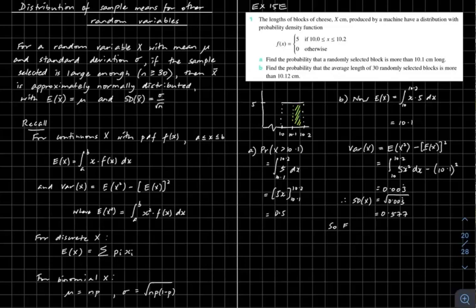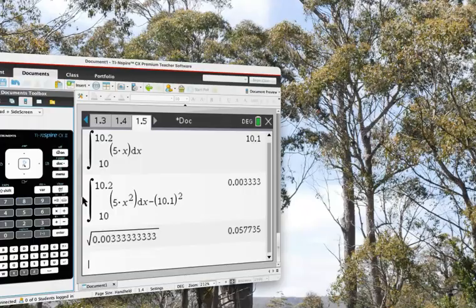And so we can say that E of x bar is equal to E of x, so it's 10.1, and the standard deviation of the mean of these 30 values should be equal to 0.577 divided by the square root of 30, shouldn't it? Because we were told that 30 blocks of cheese were randomly selected, or we're trying to find the probability if we did select 30 blocks of cheese randomly.